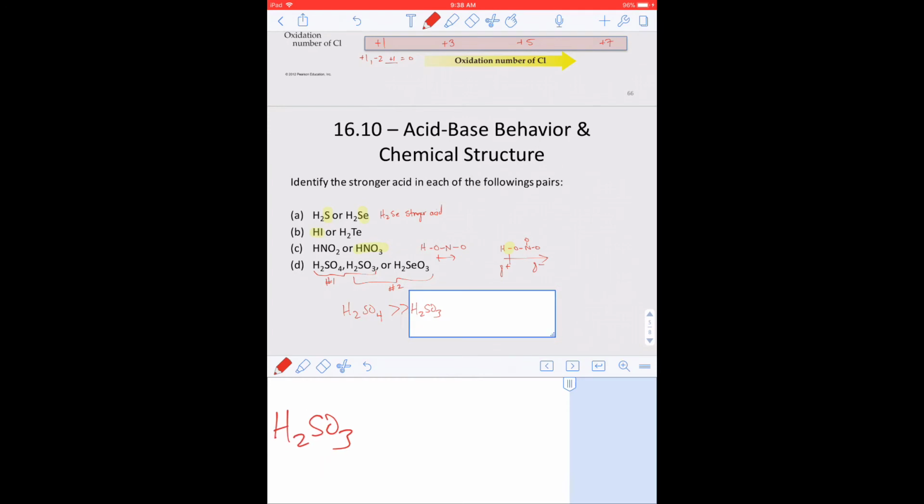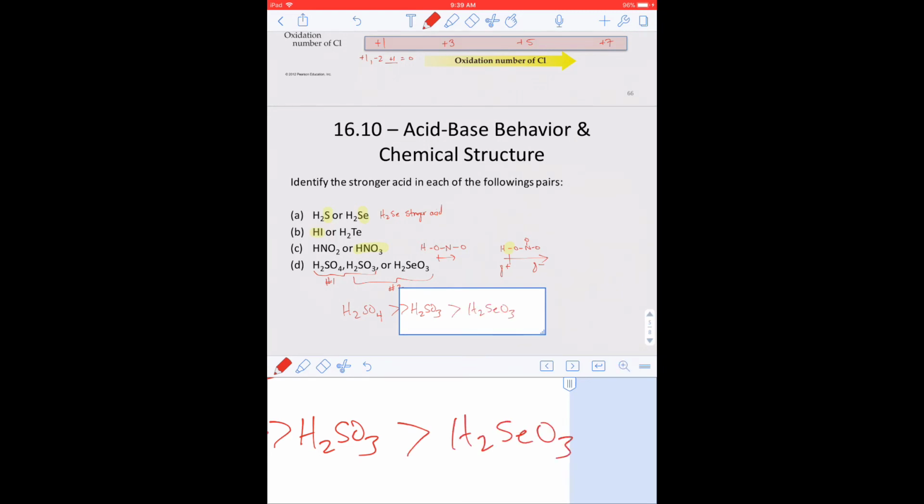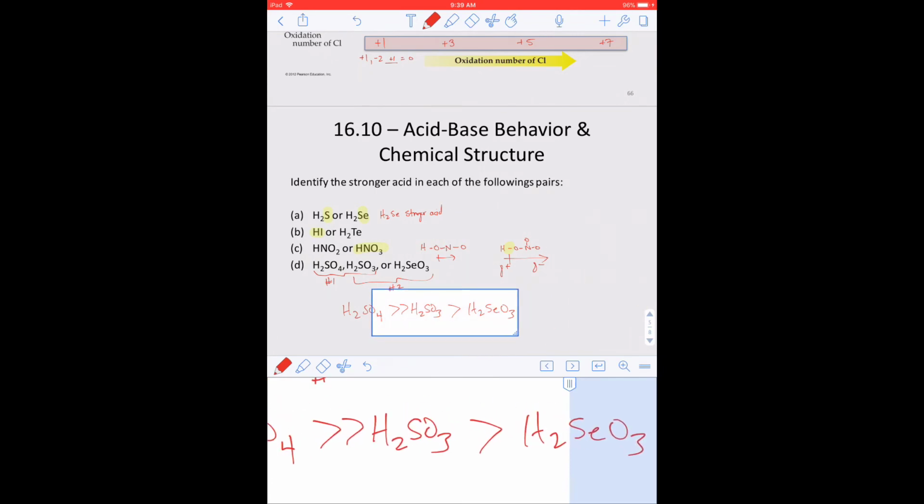Now we've got to think about trend number 2. So just like up above, we don't have a binary acid. We have it bound to an oxygen in an oxoacid, but sulfur and selenium, again, if you remember, sulfur is higher up on the periodic table. It's more electronegative than selenium. Size doesn't matter here because there's a bridging oxygen. And so sulfur is going to be more electronegative. It's going to pull more electron density away, and therefore H2SeO3 is going to be a weaker acid than H2SO3.